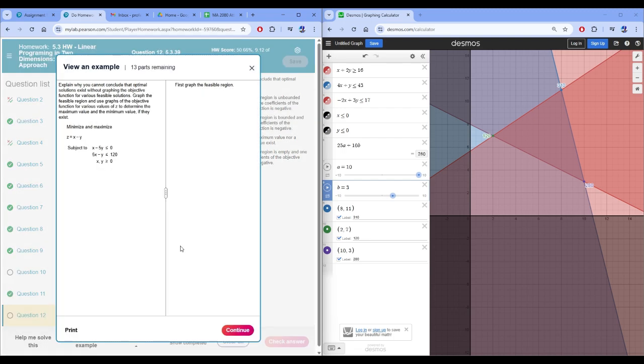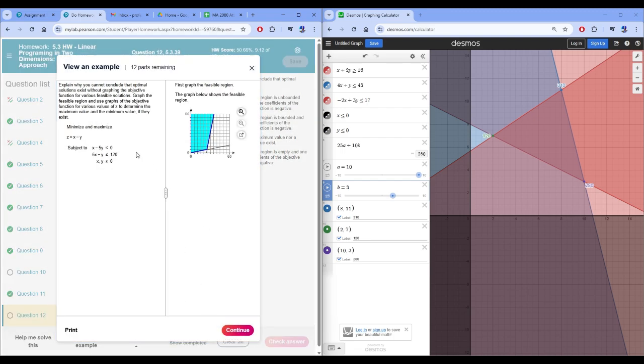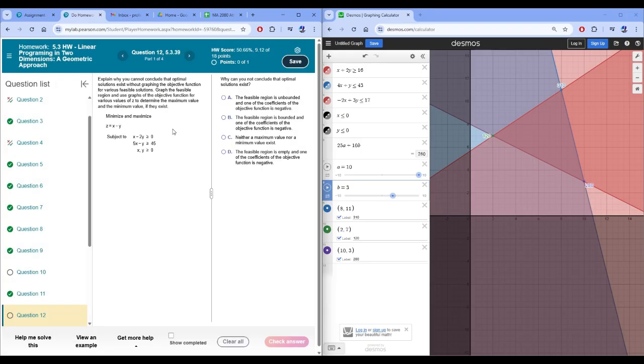All right. Here, literally the same exact thing. So let me just view the example. Let me just see what it looks like when I graph this. Minimize and maximize. If this is my graph, there is no maximum, but there is a minimum. So here, what can you conclude with the optimal solution? Explain why you cannot conclude the optimal solution exists without graphing the objective function for various feasible solutions. Graph the feasible region of the graph and determine the maximum value and the minimum value if they exist.